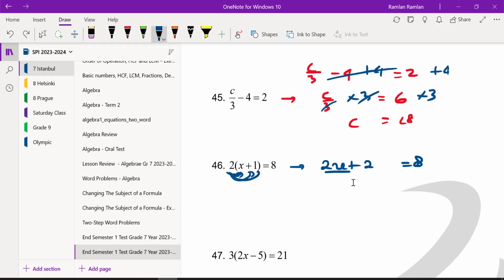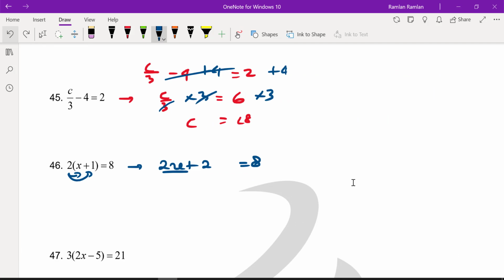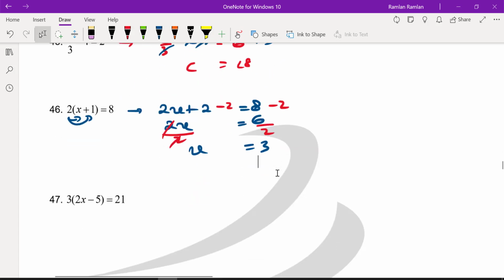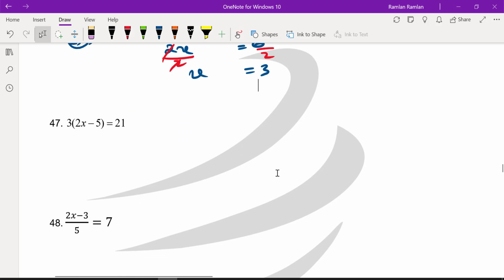Okay, now in here, let's get rid of that 2 first by subtracting both sides by 2. So there'll be 2x over here, and this is equal to 6, and then divide both sides by 2 to cancel that one. So x is just equal to 3. Okay, the same thing with number 47. I'm going to expand the bracket first. Expand the bracket, multiply this by this, you get 6x.